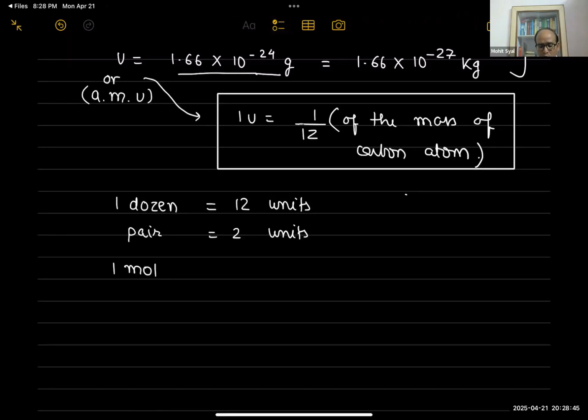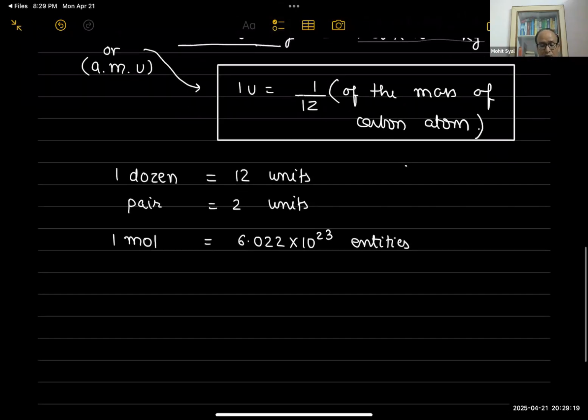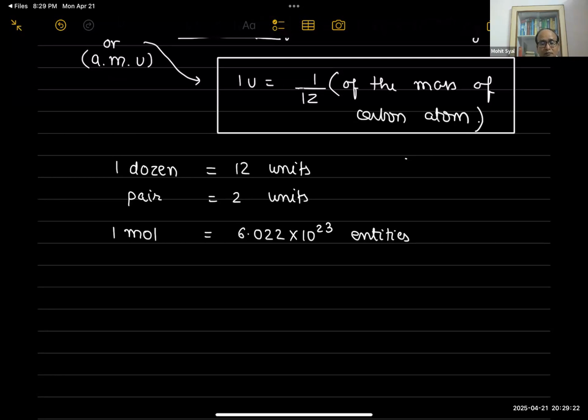So 1 mole should contain 12, 2? These are very small numbers. How many entities or units does 1 mole contain? It should contain 6.022 into 10 to the power 23 entities. Is that clear? It is a very, very huge number, 10 to the power 23.